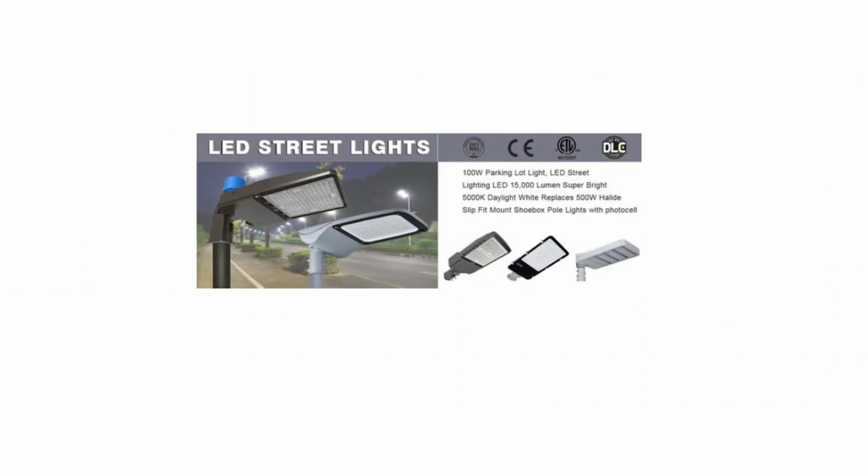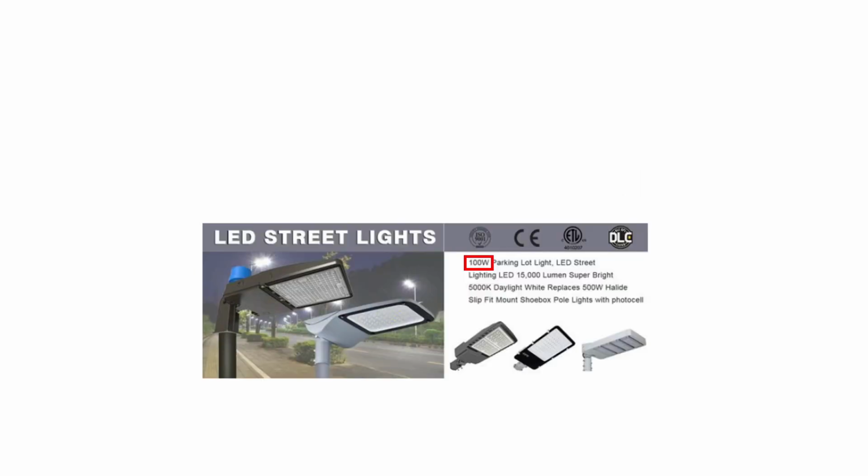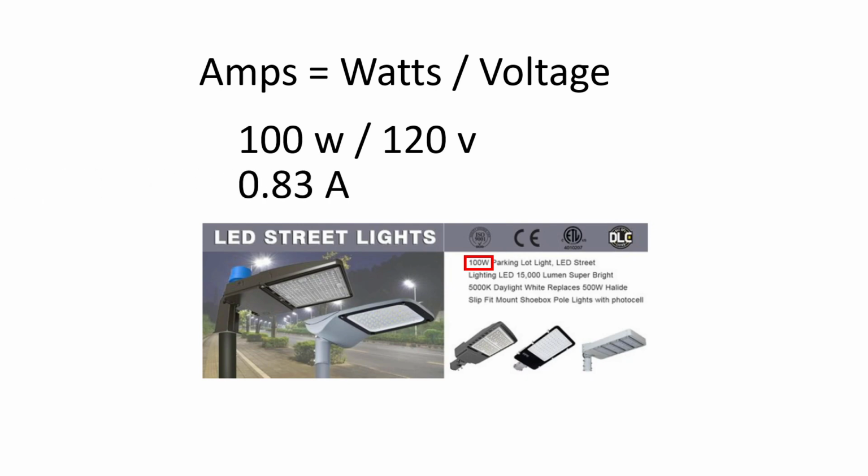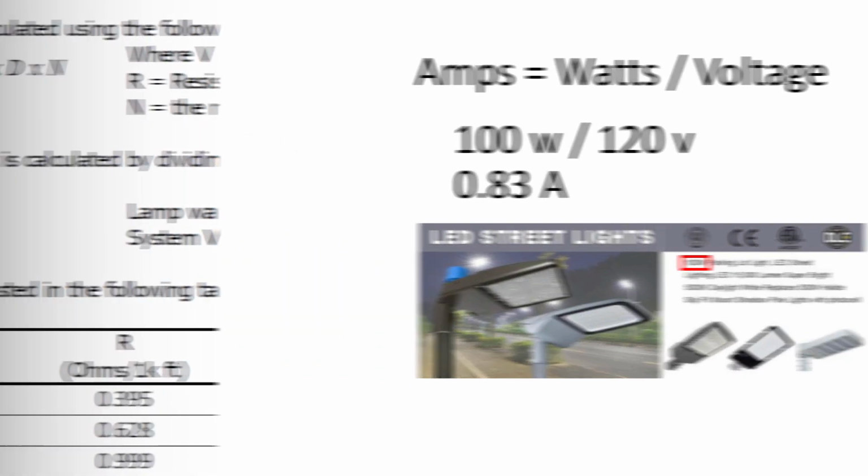Now, the second thing we need to think about is typically our lights are specified in watts, not amps. You can see on this example, we have some streetlights, and they've specified that these streetlights are 100 watt streetlights. To convert, we use the equation amps is equal to the number of watts divided by the voltage. So for our case where we have 100 watt light, we're working in a 120 volt system. 100 watts divided by 120 is going to be 0.83 amps. We'll be using this conversion in our calculations.